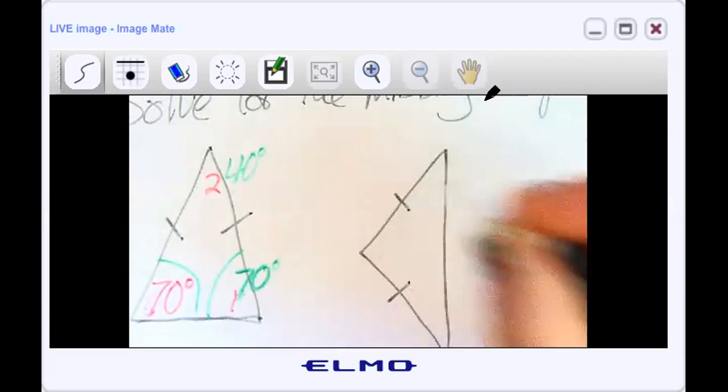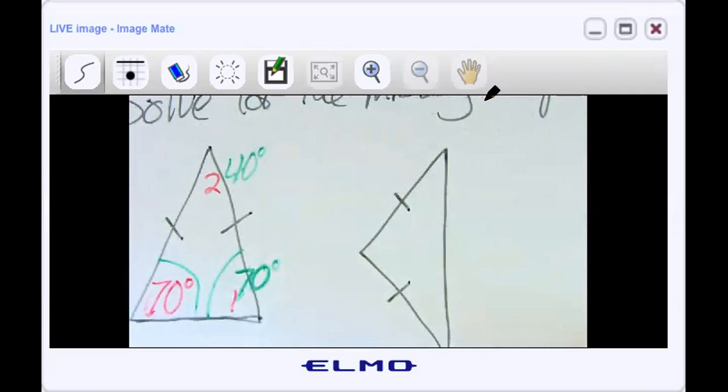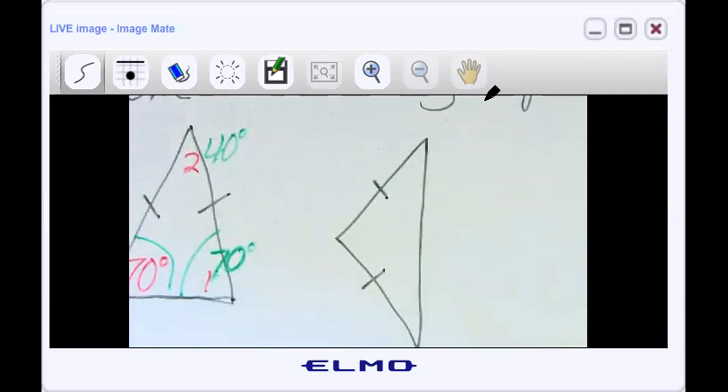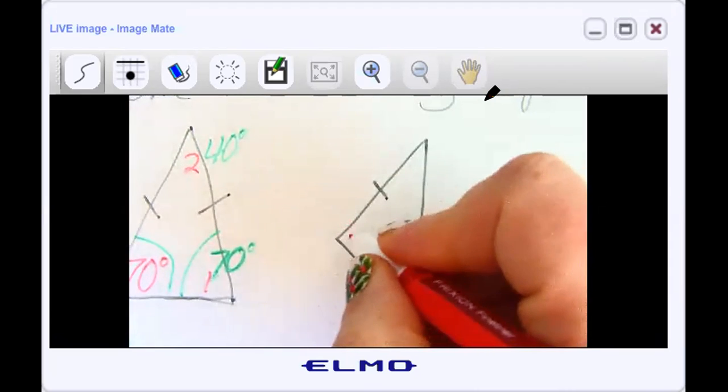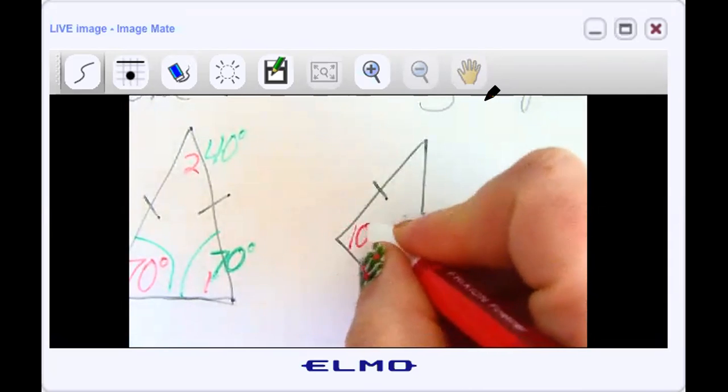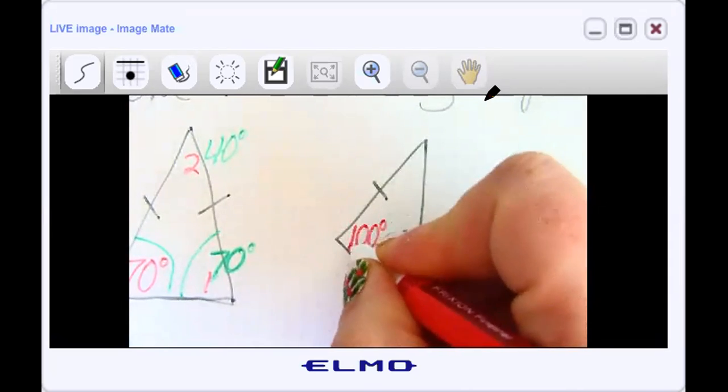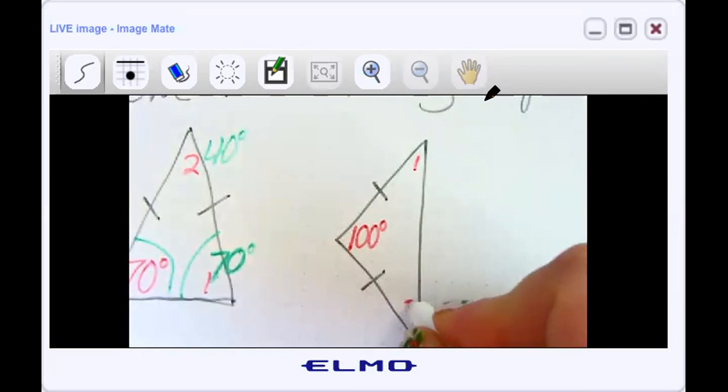So here is your triangle this time. And what if I gave you, this time I'll give you that this angle here is 100 degrees. Could you please find me angles 1 and 2?